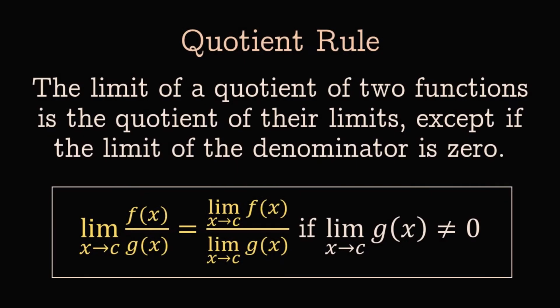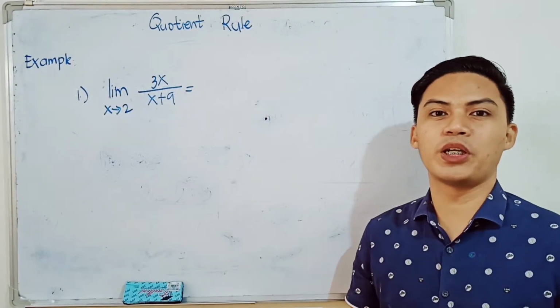Theorem, we have the quotient rule. The limit of a quotient of two functions is the quotient of their limits, except if the limit of the denominator is 0. So, the limit of f of x over g of x as x approaches c is equal to the limit of f of x as x approaches c all over the limit of g of x as x approaches c if the limit of g of x as x approaches c is not equal to 0. So we have now the quotient rule.